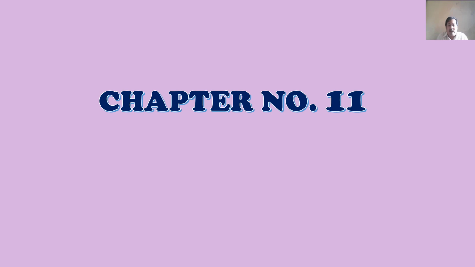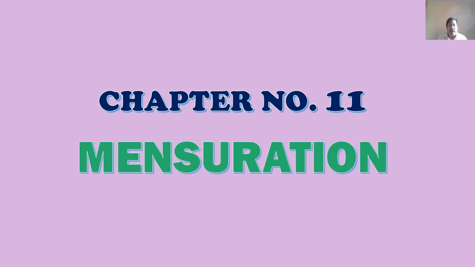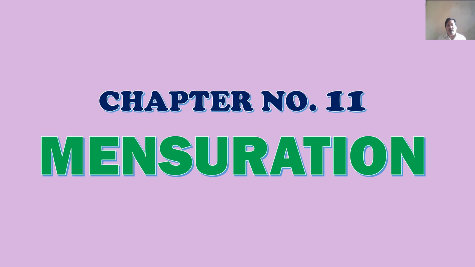In today's video I will start a new chapter, chapter number 11, and the name of the chapter is mensuration. In this chapter we are going to study finding the perimeter and area of different figures called geometrical figures. We have studied different types of figures, such as the rectangle, square, polygons, quadrilaterals. Many of them are there, isn't it? There we are trying to find out the perimeter and area of such figures.